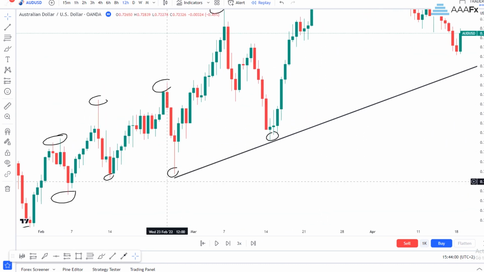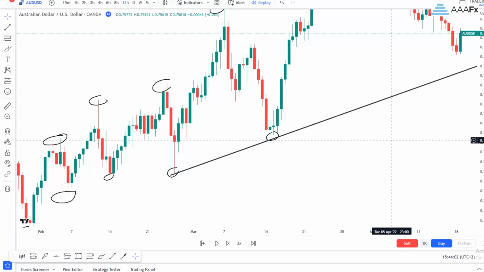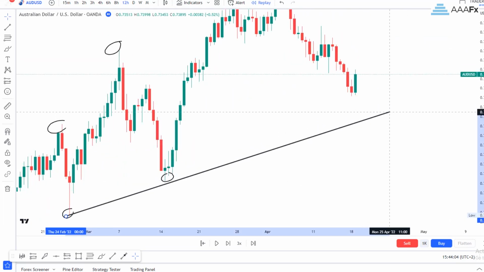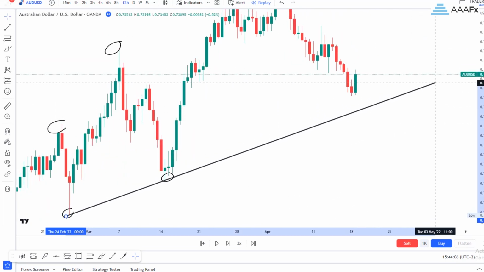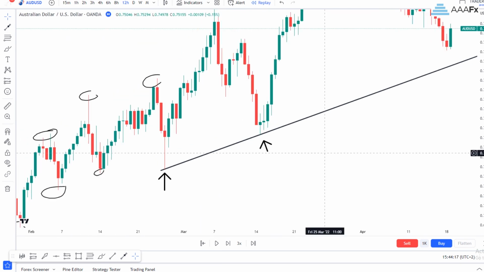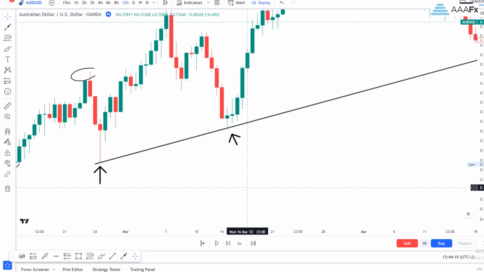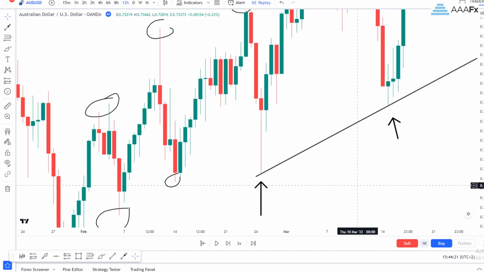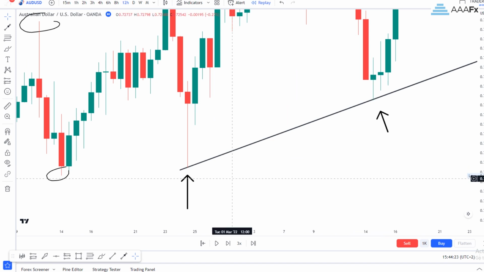Let's just try and draw that properly. Beautiful, right? You can see that the first two touches of my trend line are on the two previous higher lows. Let us also remove that. So now the first two touches of my trend lines are on the two previous higher lows, the first and second touch of my trend line.